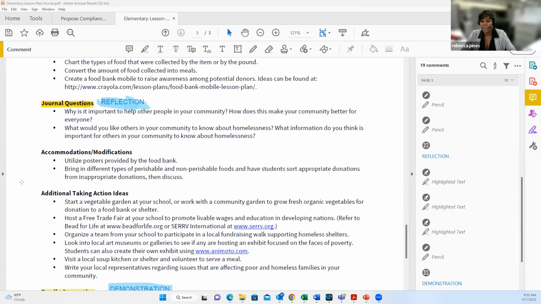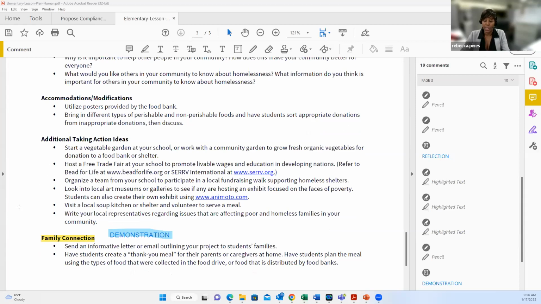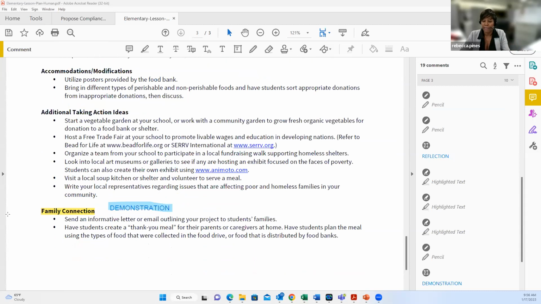And then, how does it make this community better for everyone? And those are some other things. And then finally, if you notice, there were some other accommodations or modifications that you can do, adding additional take action ideas. You can start a vegetable garden. You can host a fair trade fair at your school to promote livable wages and education and developing the nation. So like I said, there are a lot of different ways that you can enhance the students' knowledge on this particular topic of homelessness and providing food for those who are food insecure.